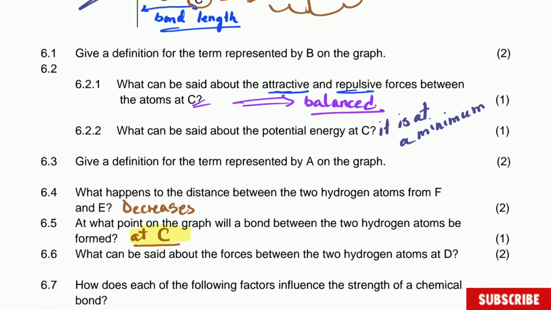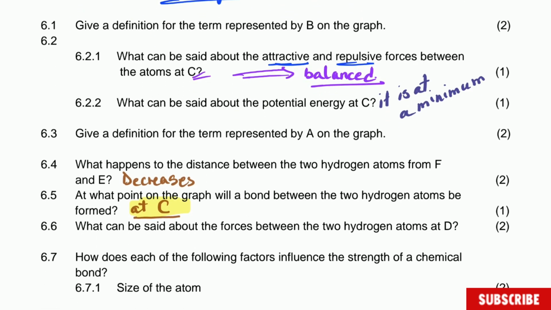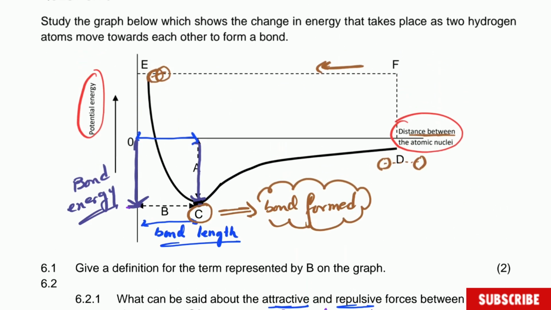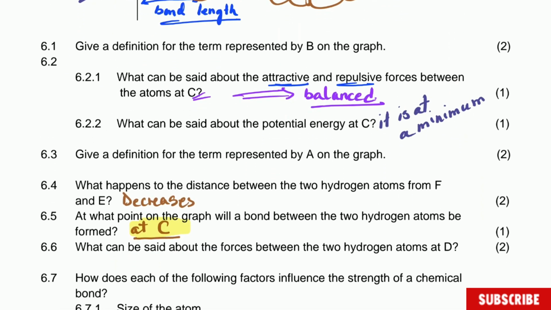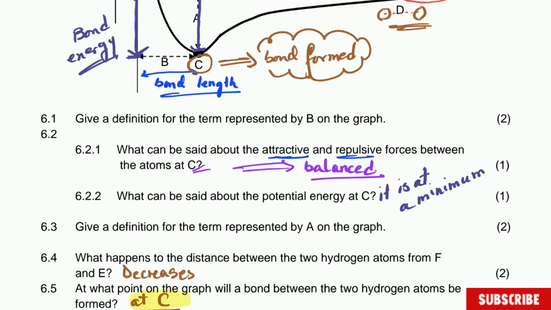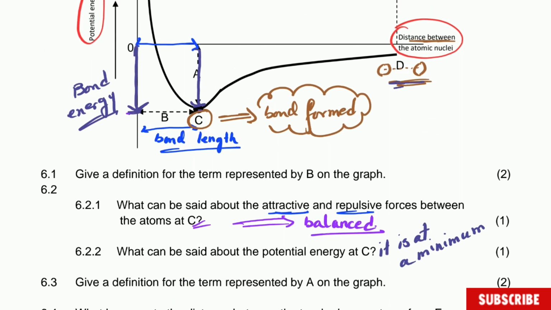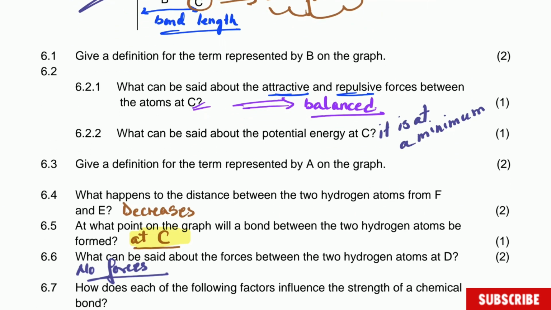So please remember that. What can we say about the forces between the two hydrogen atoms at D? Now, where is it? D is here. Guys, you can see the distance between the particles, which in this case are the atoms, is too far. So there are practically no forces. The force there is equal to 0. There are no forces, guys, because the distance between the nuclei is too far.